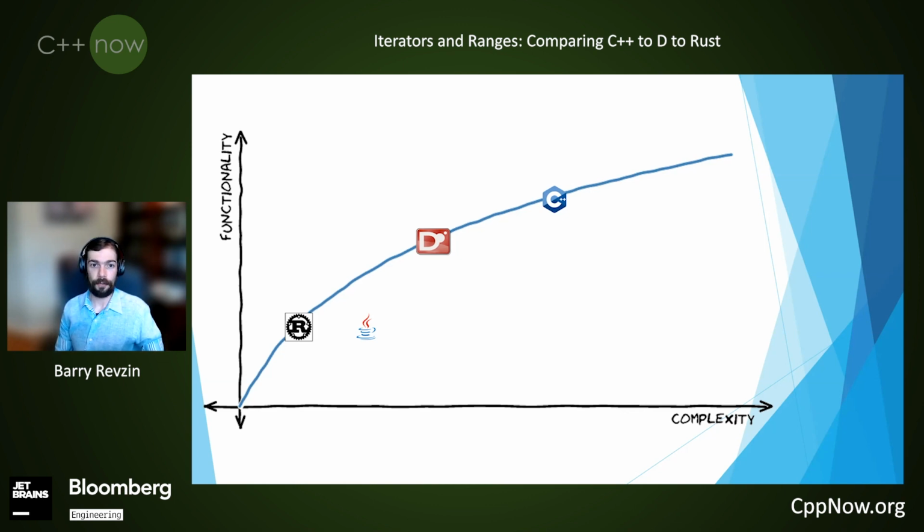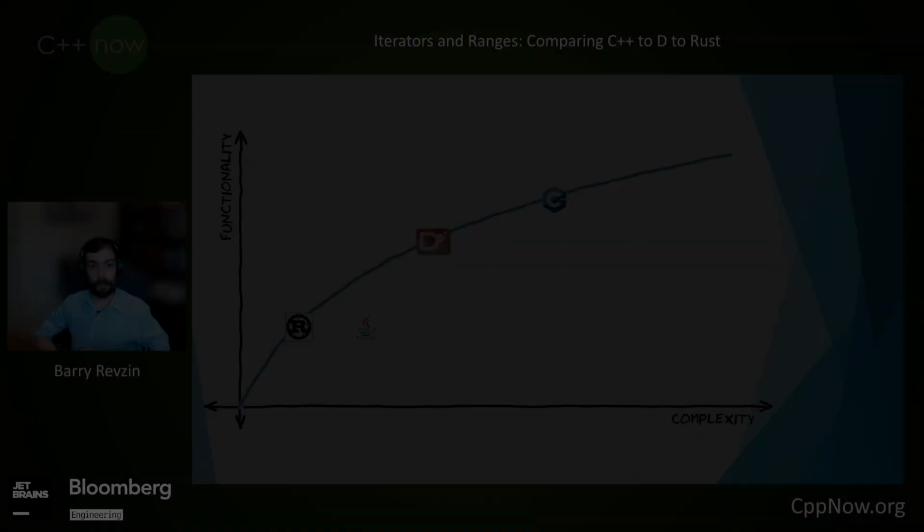Like in D, pop, front, advance, that's it. Those are all the functions, right? There's no, oh, we have pre-increment and post-increment, and we have pre-decrement and post-decrement. That's just not a thing in D or Rust. So those are easier.